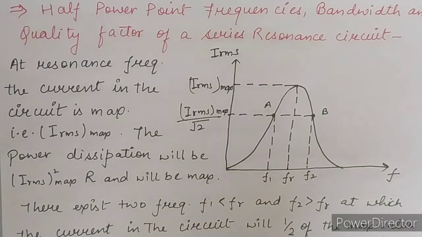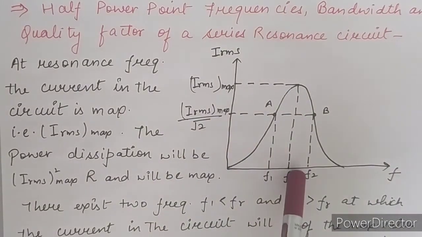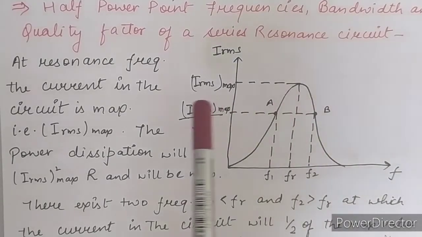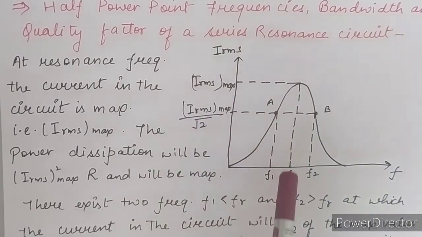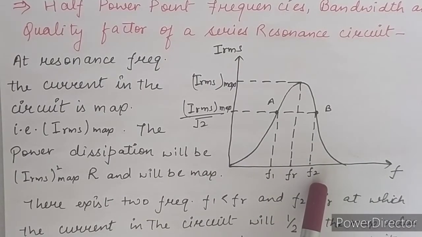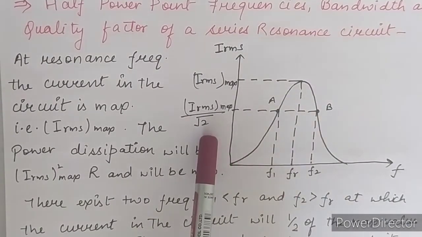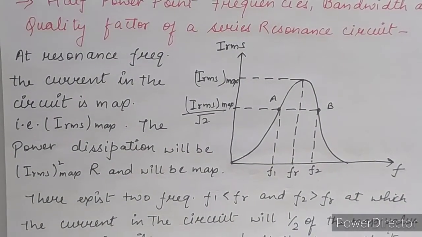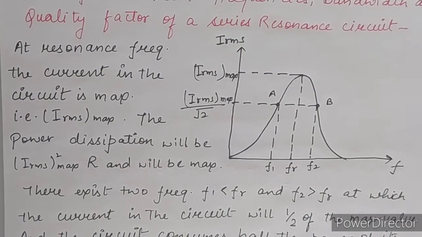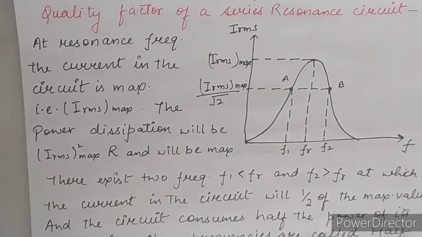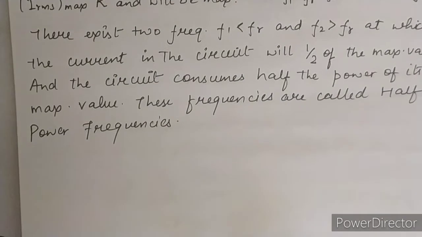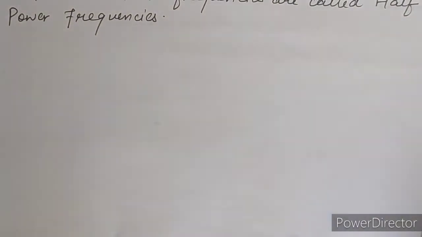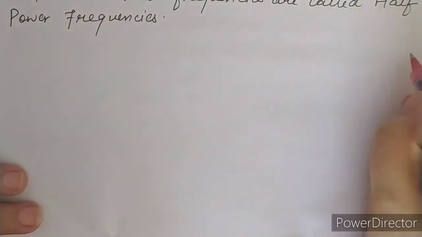Here we get the resonance frequency for the maximum value of the current. And if we get the values of frequencies f1 and f2 at half of its current, its power will also be half. Up to here we have discussed. Now moving further in the same topic in today's lecture.